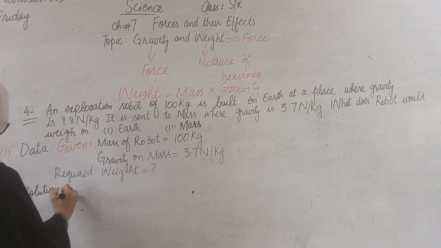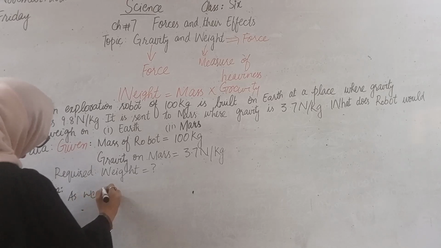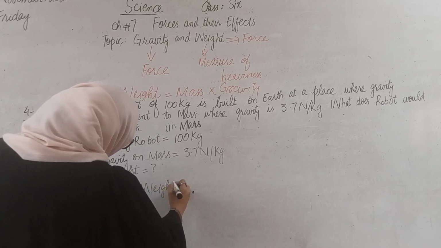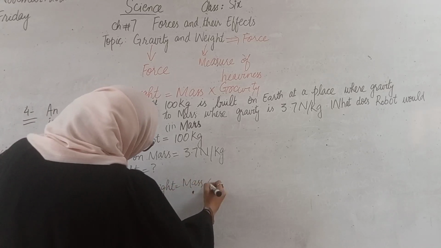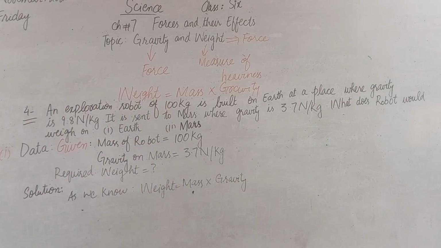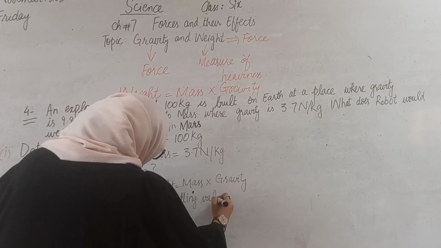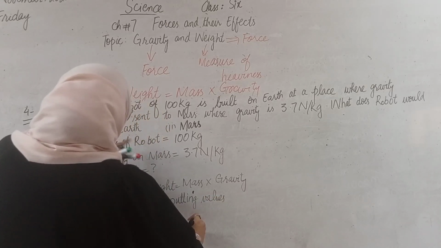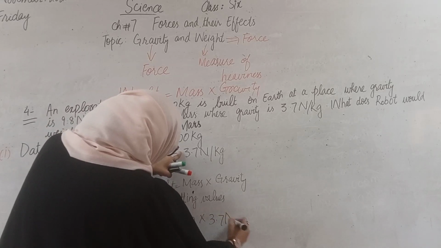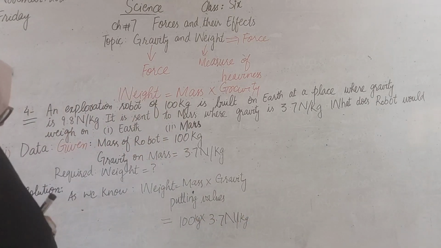So let's move on to the solution. We will write here, as we know, the relation that weight is equal to mass into gravity. Now, with the same method, you will write here, putting in the values. We have been given mass, that is 100 kilogram, and gravity, that is 3.7 Newton per kilogram. We will multiply 100 with 3.7.